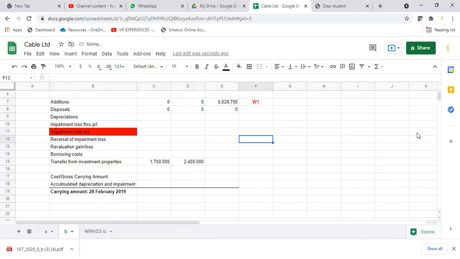Just take note of that. There's nothing over here, that's 0. There's nothing over there. We're not going to have borrowing costs over here because we have borrowing costs included in the cost above.